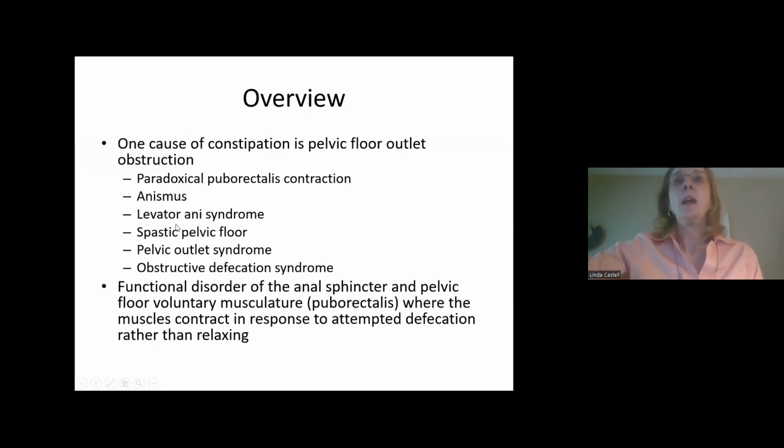Okay, so the other type of patient that can benefit from biofeedback is your patients with pelvic floor outlet obstruction. There's lots of terminology for this: paradoxical push, anismus, dyssynergia. But basically, these are the patients who, when you ask them to bear down, instead of relaxing their pelvic floor muscles, squeeze them. So it's a paradoxical response. It's the puborectalis muscle and probably the external anal sphincter that's contracting when they're pushing. They should be relaxing those muscles.